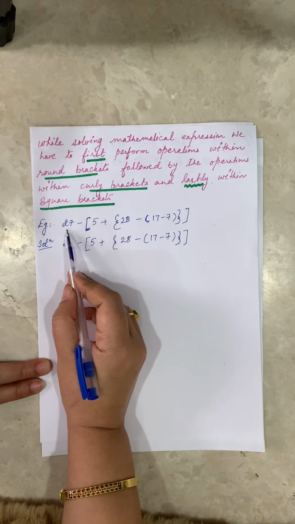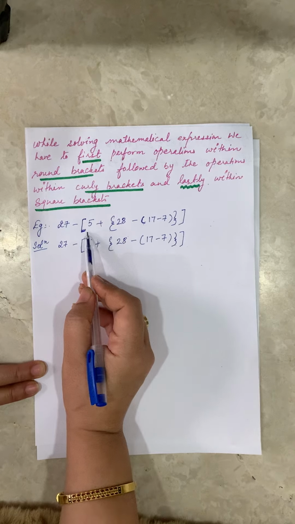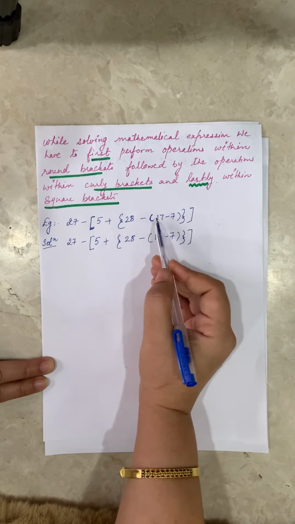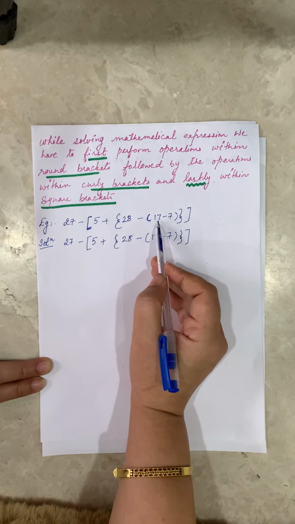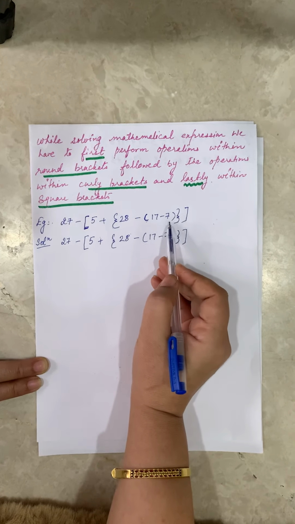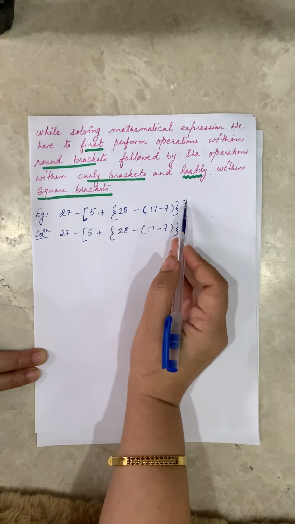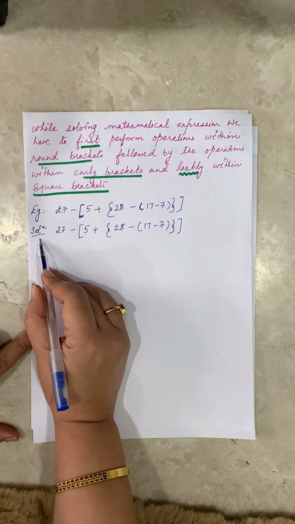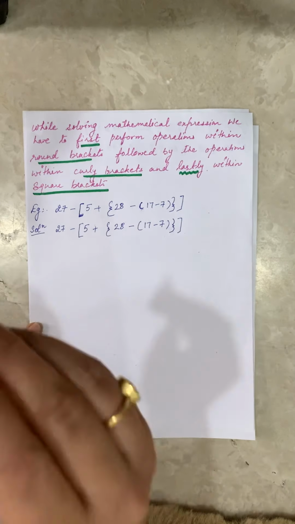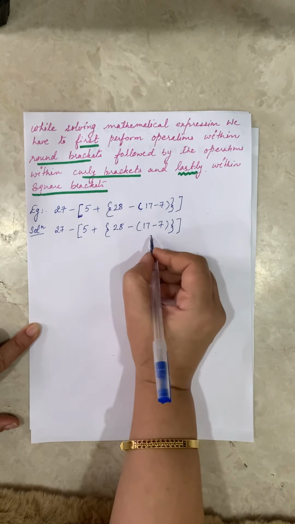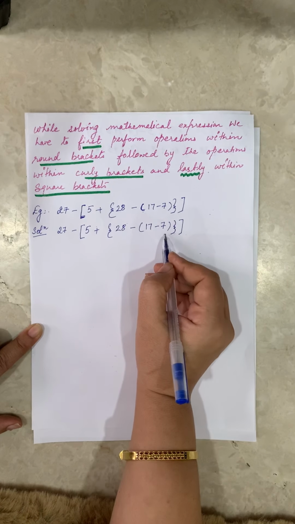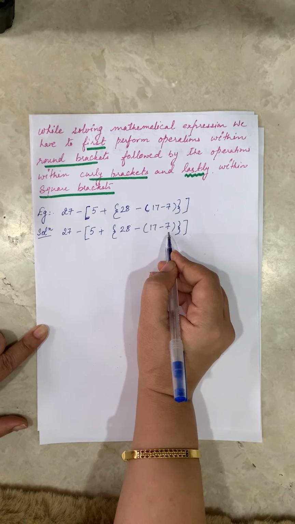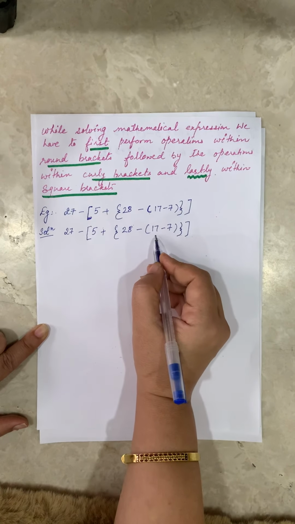So this is the example. 27 minus square bracket starts 5 plus curly bracket starts 28 minus round bracket starts 17 minus 7 round bracket close, curly bracket close and square bracket close. Now this is an example. In the solution we have to write this question as it is. Now what you have to do, you have to solve first the round bracket and you have to perform operations within round bracket. Now what is the operation here?